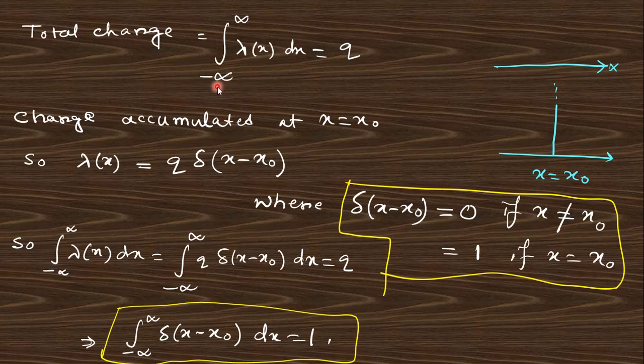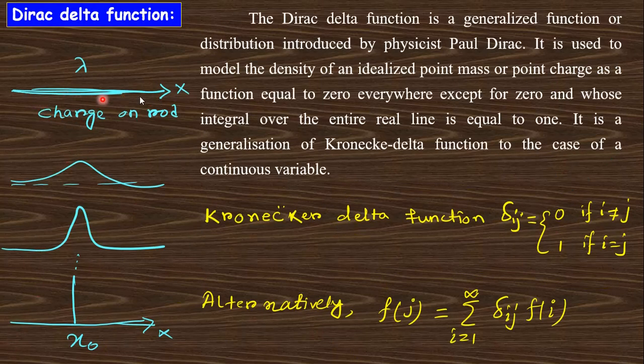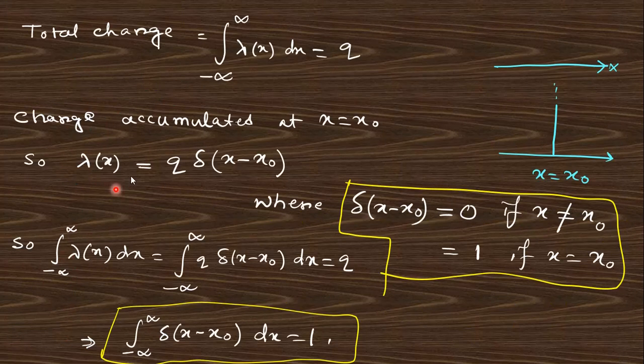For total charge, the integral from minus infinity to plus infinity of lambda(x) dx equals q, so the total charge will be q. This is nothing but the integration from minus infinity to plus infinity of lambda(x) dx. Now we accumulate this charge at x equal to x0. So lambda(x) equals q delta(x minus x0), where delta(x minus x0) is 0 if x is not equal to x0, and when x and x0 are equal, then this is nonzero, right?